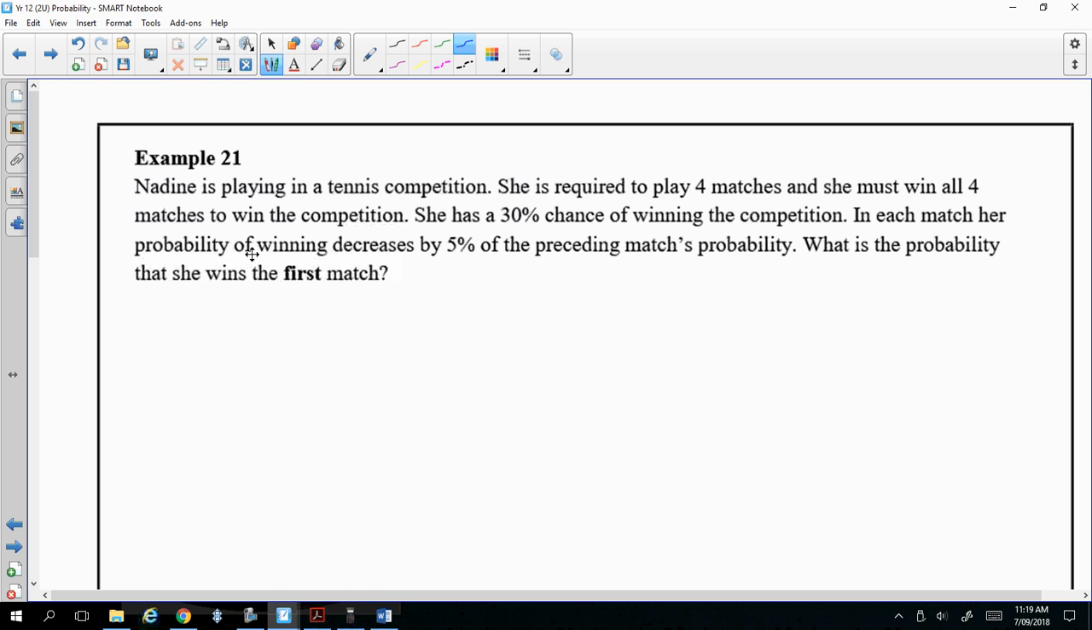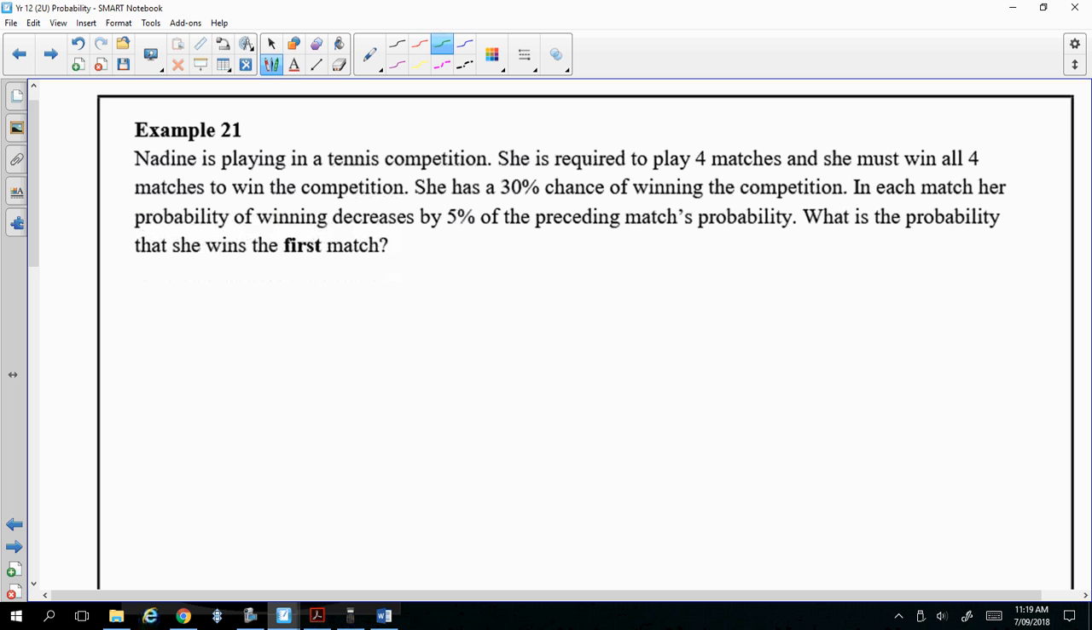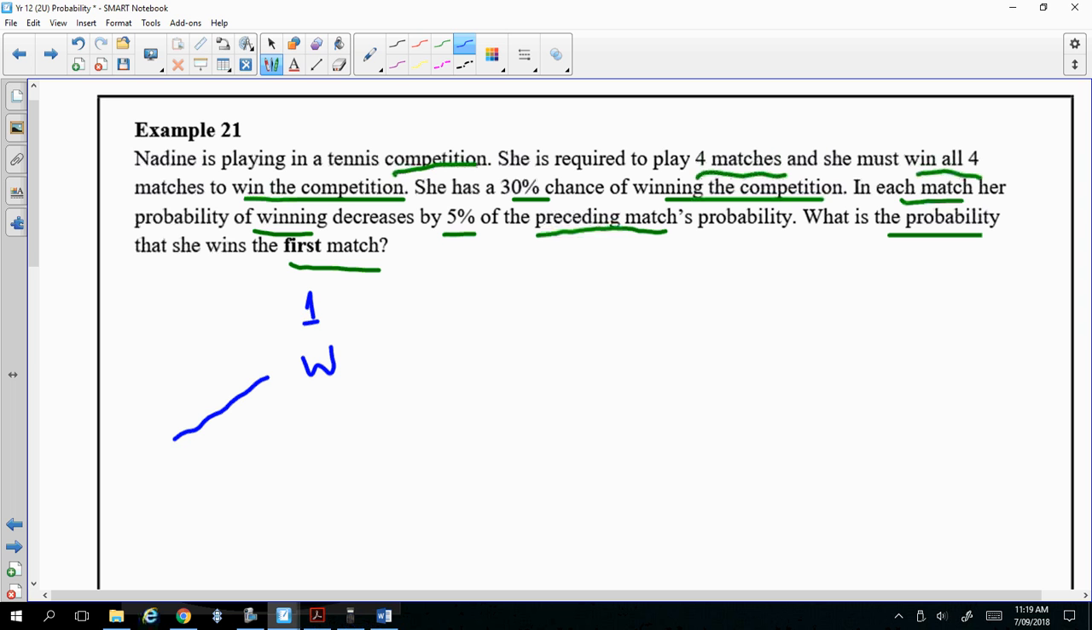Okay, so Nadine is playing a tennis competition. She is required to play 4 matches, and she must win all 4 matches to win the competition. She has a 30% chance of winning the entire competition. And each match, her probability of winning decreases by 5% of the preceding match. What's the chance that she'll win the first match? Okay, so if I were to draw the tree diagram, you either win the first match or lose the first match.